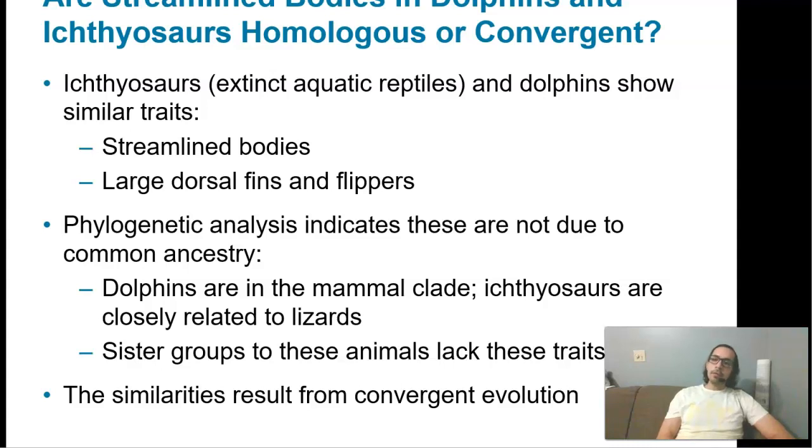And when you look at the sister groups of the animals, the sister groups lack those characteristics. So they lack the dorsal fin and flippers. So this suggests that the similarities were the result of convergent evolution.